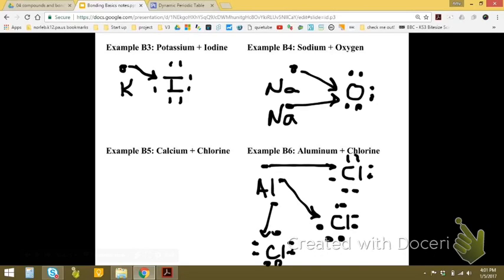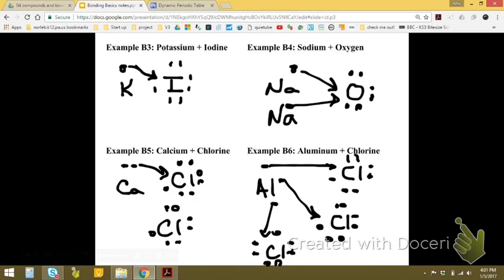Okay, our next example is calcium and chlorine. And even though calcium wasn't on our original list from the beginning, calcium and magnesium are found in the same group, so they act the same way. Calcium has 2 valence electrons, it's in group 2. Chlorine has 7. So 1 of calcium's electrons will go to 1 chlorine ion, and the other will go to another chlorine ion. So that is what we have for ionic bonding.